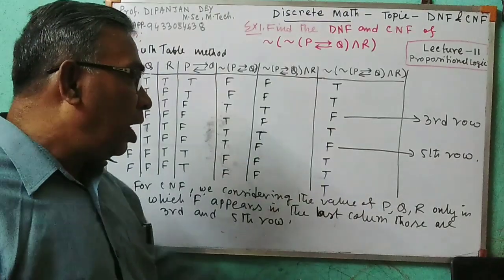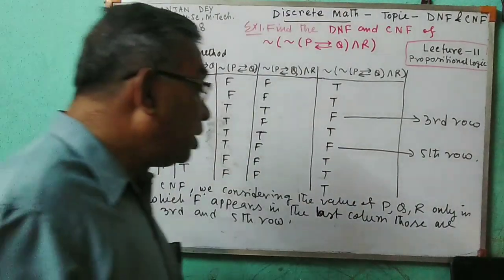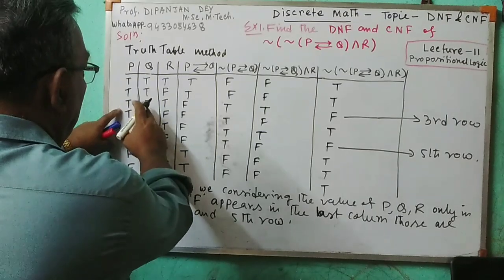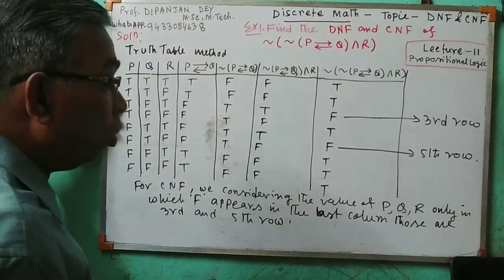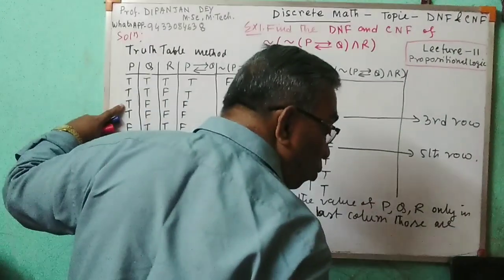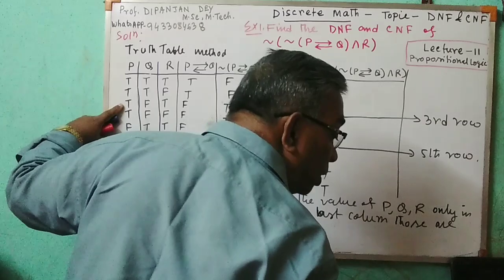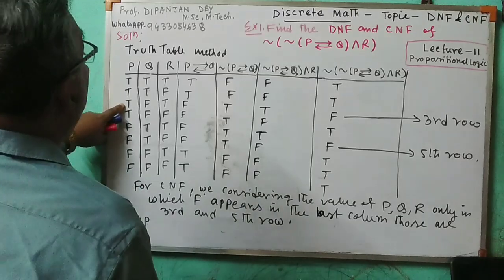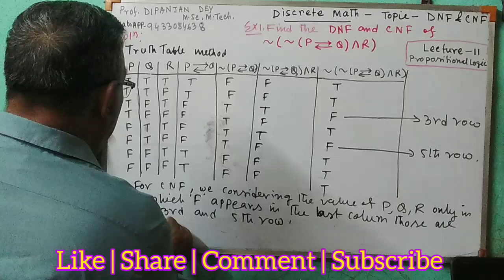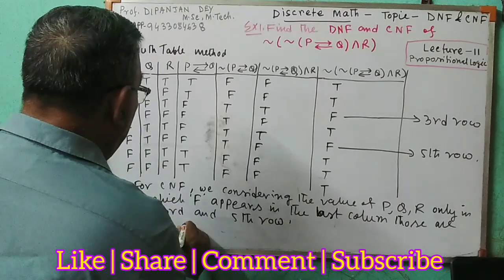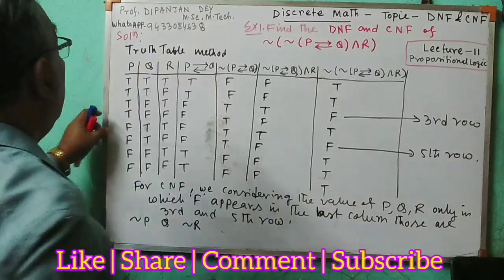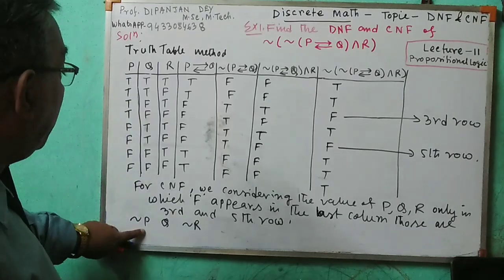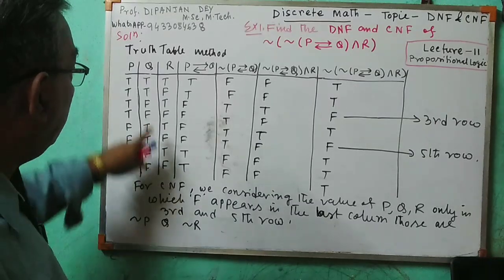So false is here and false is here. If false is there, then we have to take PQR here. That is TFT, T means true. When it is true, then for CNF, that is negation P, and then it is false, so it is Q, then again true, negation R. That means when it is true in P, you have to write negation P. When false, you have to write Q.